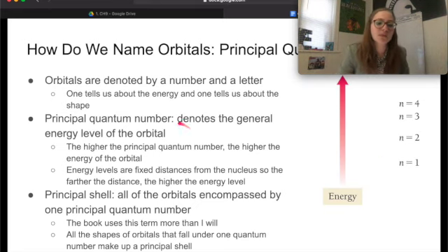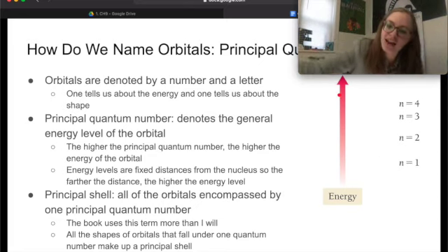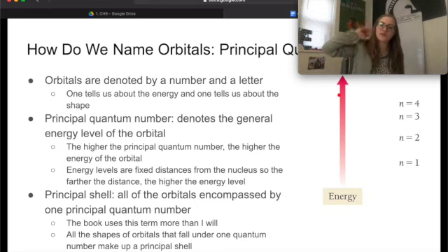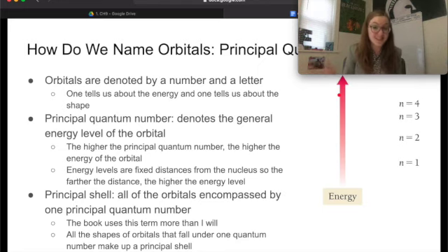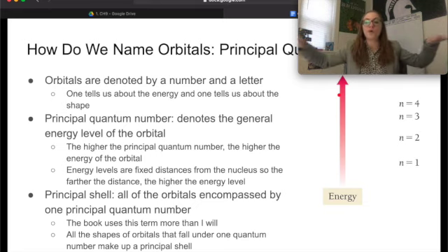So again, the principal quantum number denotes the general energy level of the orbital, generally how far it is from the nucleus, and things that have high energies have high principal quantum numbers and are further from the nucleus. You can have multiple orbitals of different shapes, like that S shape we saw last time, the P shape, and that D shape. We could have orbitals of different shapes all with the same principal quantum number. And so we would call this a principal shell. A principal shell is all the orbitals with the same principal quantum number.